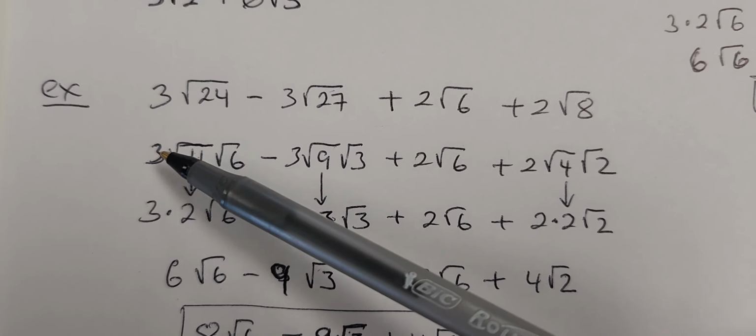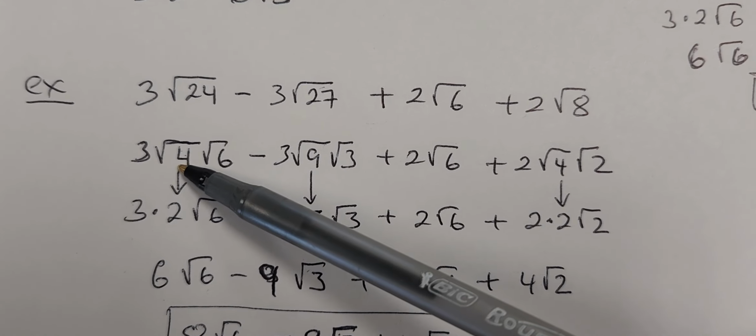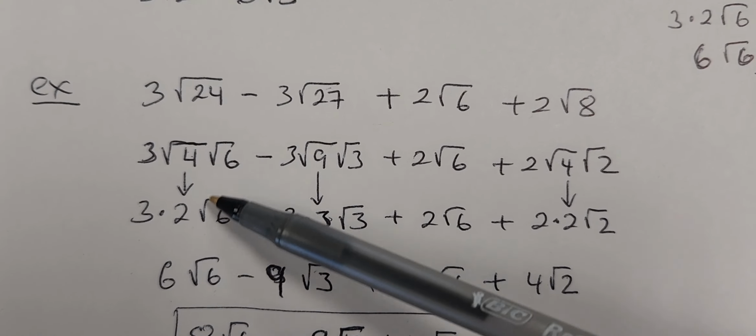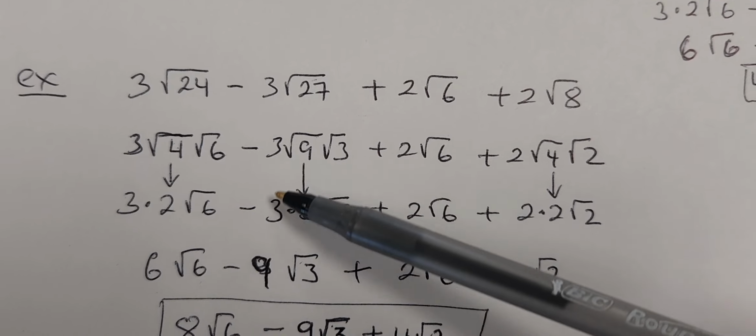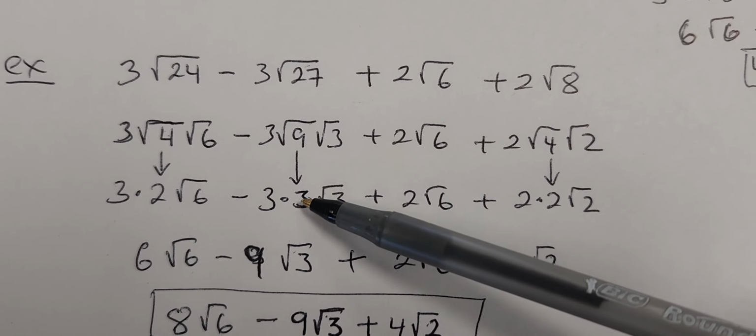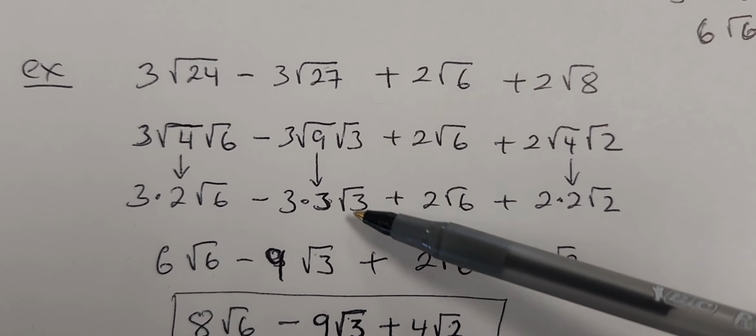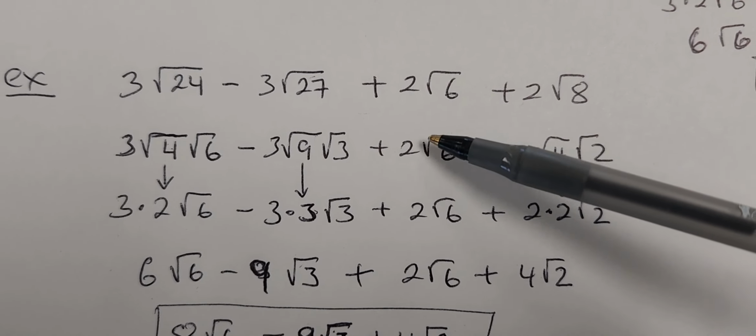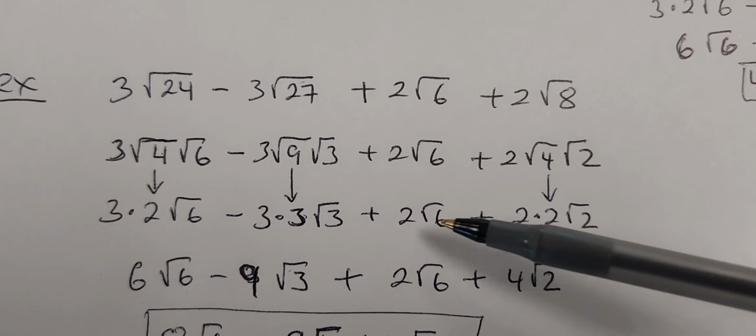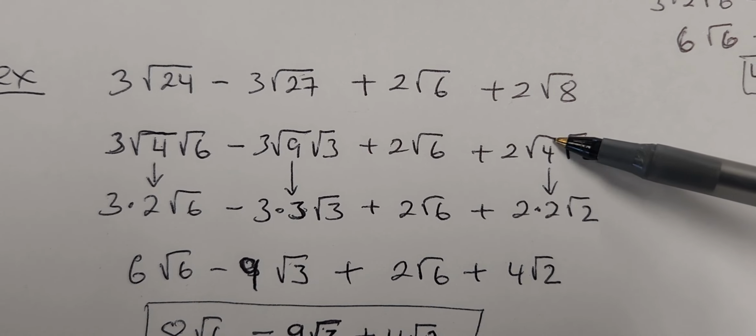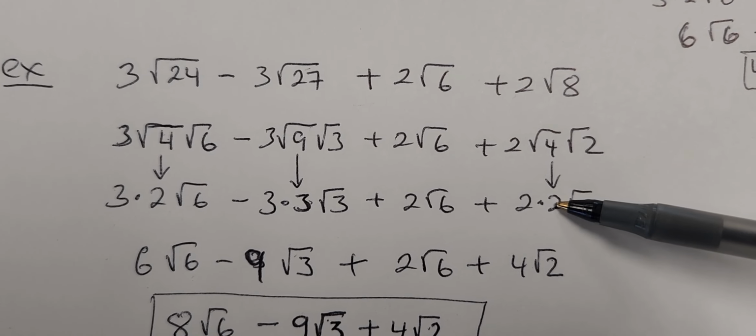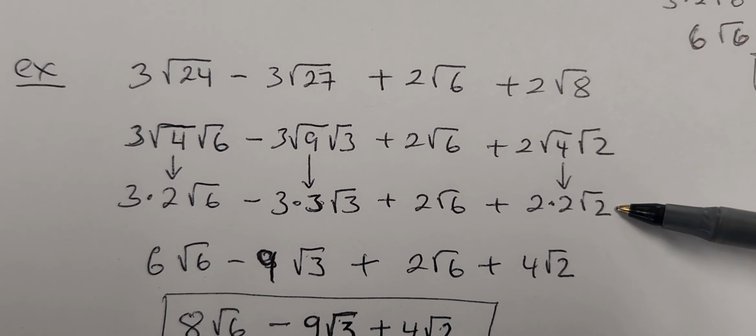Next, bring down this 3. Square root of 4 becomes this 2. Bring down the radical 6. Bring down the 3. Square root of 9 becomes this 3 right here. Then bring down this radical 3. The 2 radical 6, leave that alone. Then bring down the 2. Square root of 4 is this 2. And then bring down this radical 2.